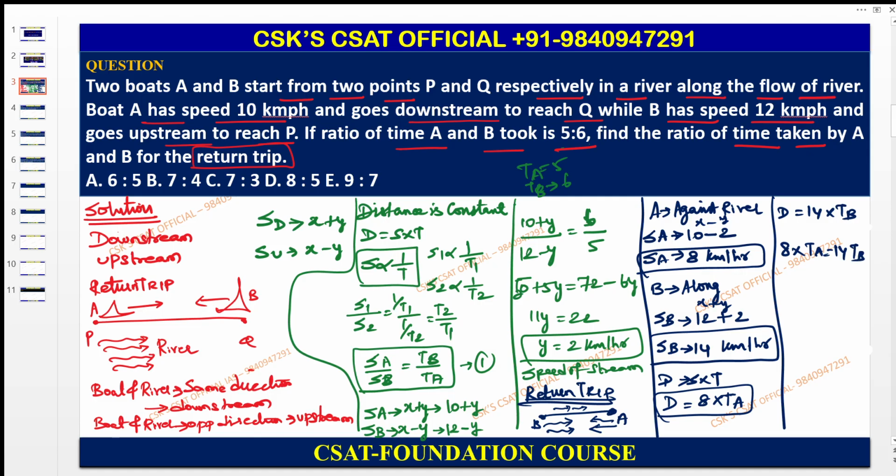You need to find out the ratio of the time taken by A with respect to B, which is equal to 14 by 8. You are bringing that 8 to the denominator. Cancel, 7:4. The ratio of the time for the return trip by A and B is 7:4. The answer to the question is 7:4. Please remember, if the option is provided as 4:7, that is wrong, because they are asking for A to B for the return trip. So, a very important model.